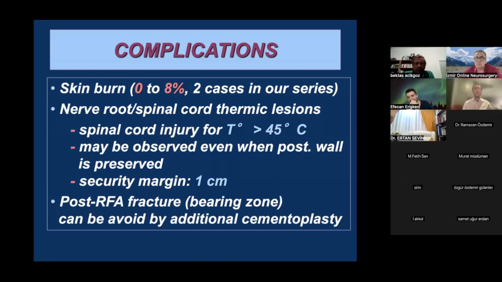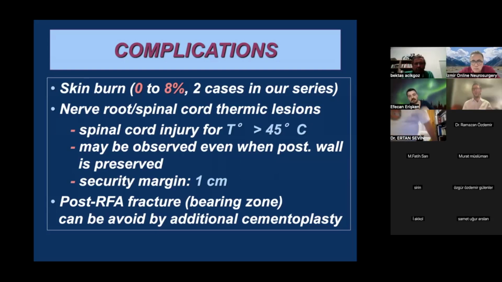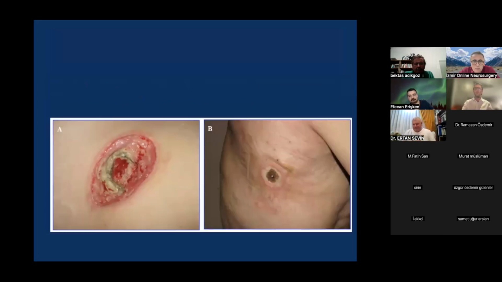So you have to be very careful, and usually we use a security margin of 10 millimeters, 1 centimeter, to be sure that we won't have a thermal spinal cord injury. And as I told you, if you do only radiofrequency ablation without cementoplasty in a bearing zone lesion, you may have a secondary fracture, so you have to do additional cementoplasty to prevent this.